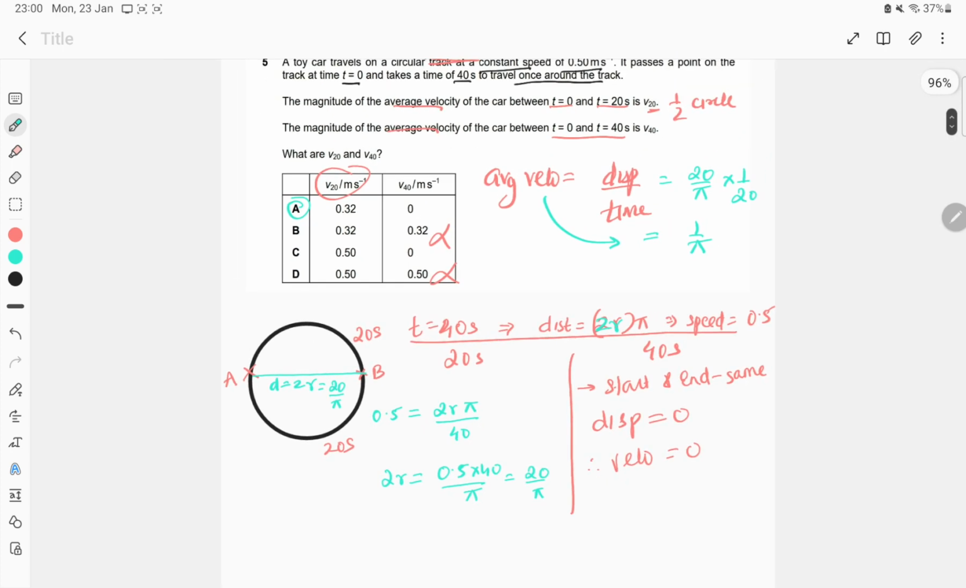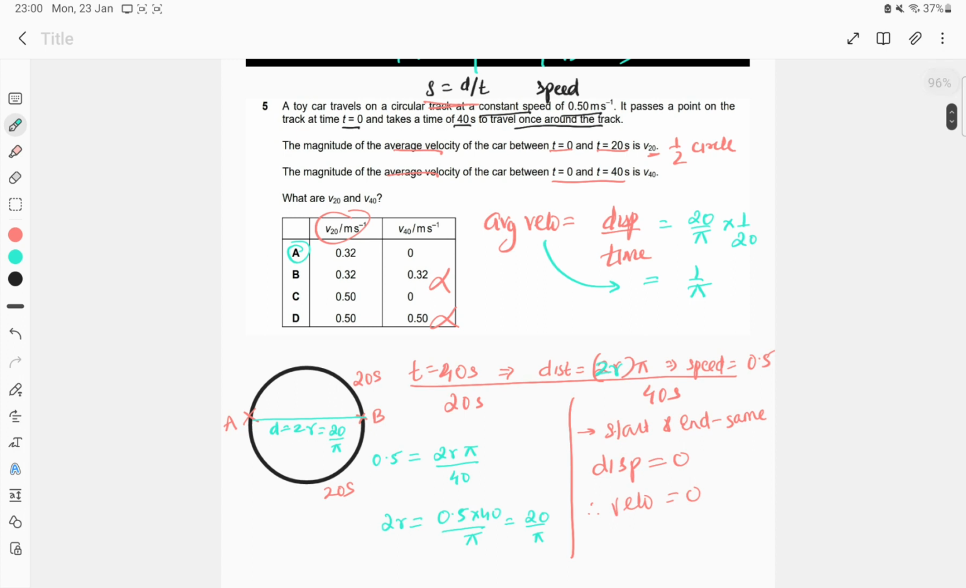I hope this part of the question was clear to you all. This was the only tricky part, by the way: finding out the displacement. Once you have the displacement, you can easily find out the velocity.